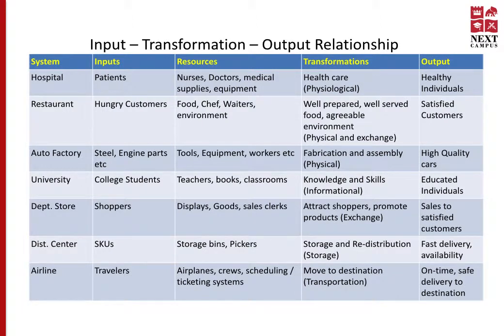So this slide gives you some examples of the input-output transformations. You see here the hospital, which is the system, inputs, patients, resources, nurses, doctors, medical supplies, equipment. The kind of transformation that happens, which is healthcare, physiological, and the output, healthy individuals.